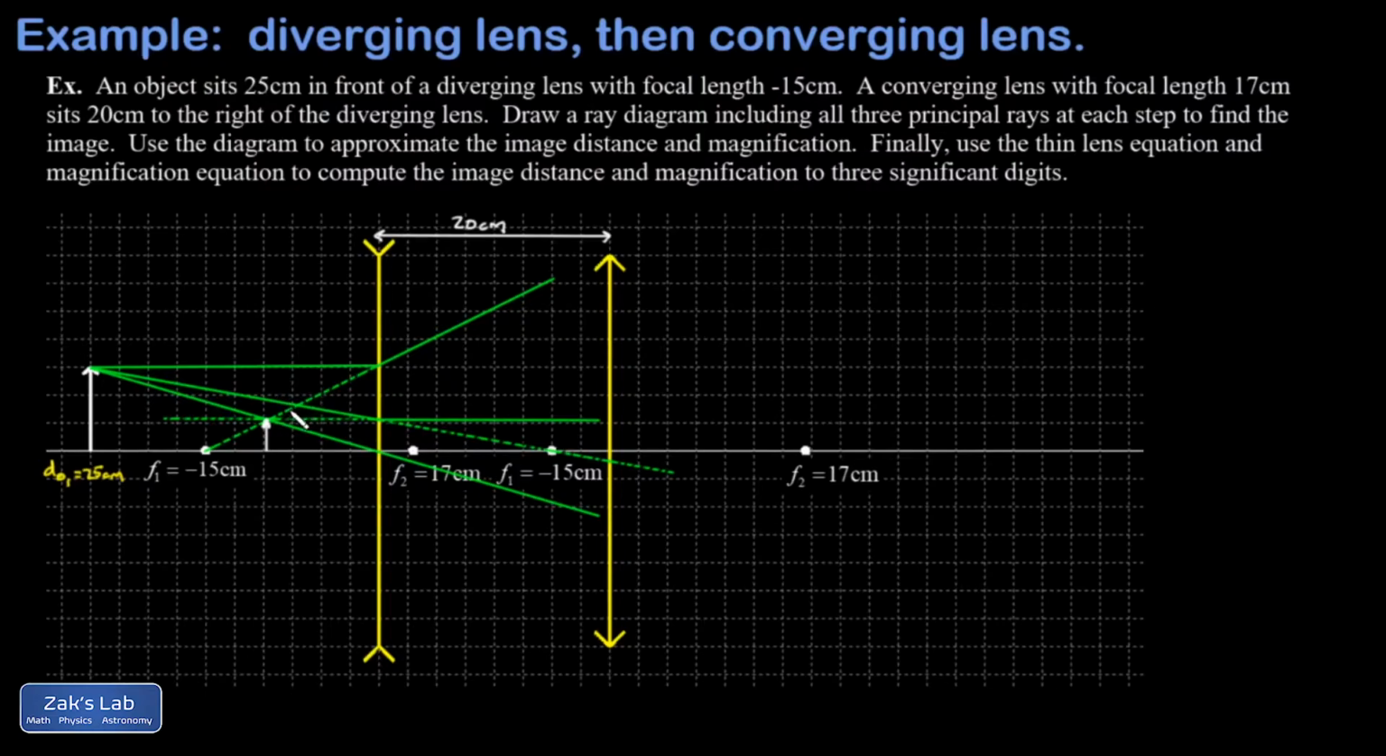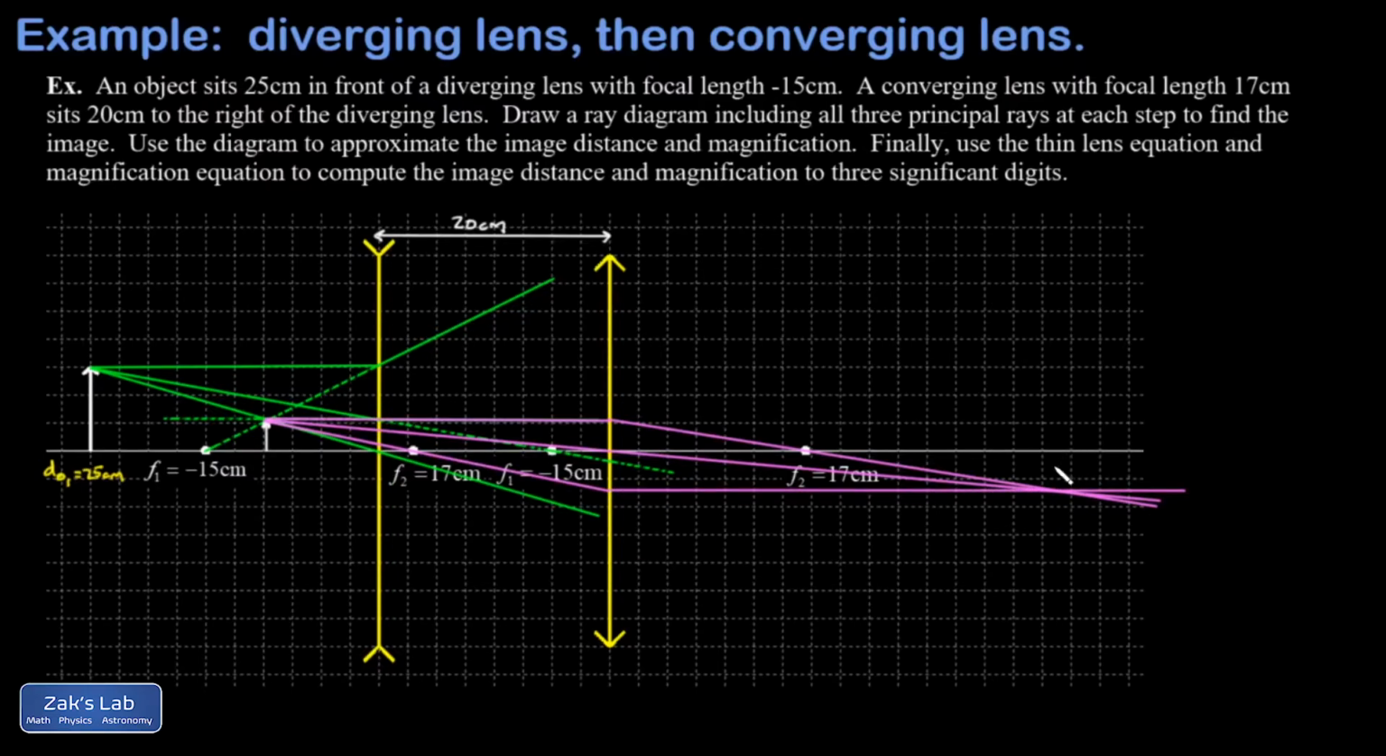I start with a ray parallel to the principal axis, and that's going to be refracted through the focus of that converging lens. Then I can do a ray through the center of the converging lens. Finally, I take a ray through the near side focus of the converging lens, so that's the 17 centimeter focus right here, and that's going to be refracted parallel to the principal axis.